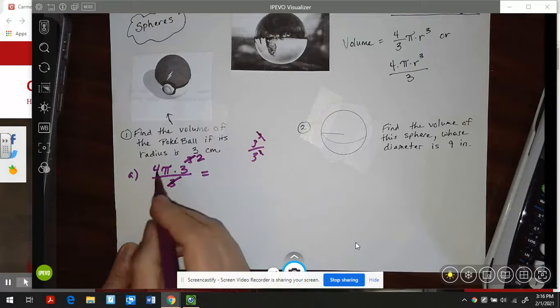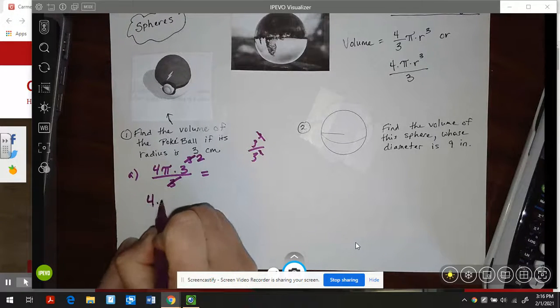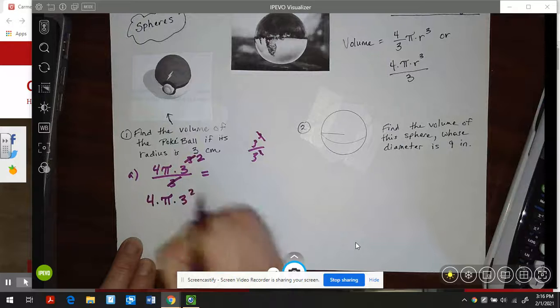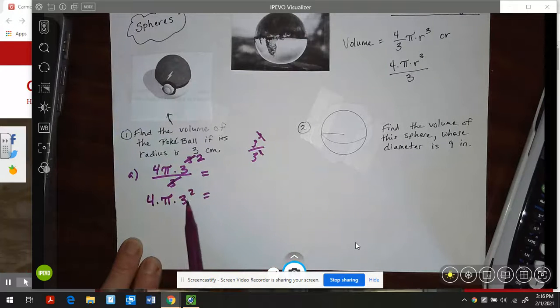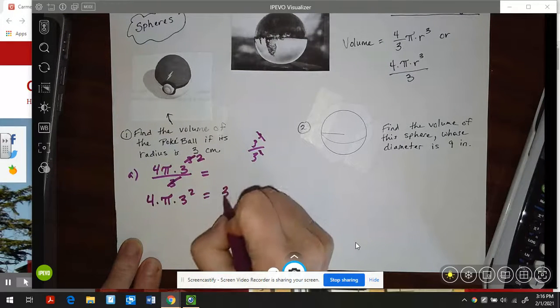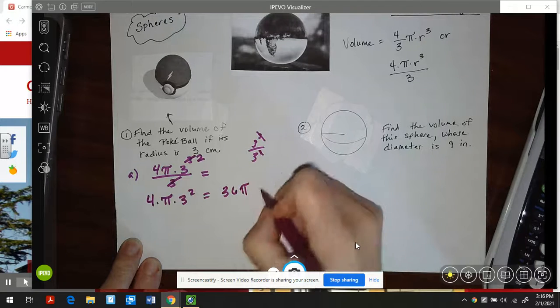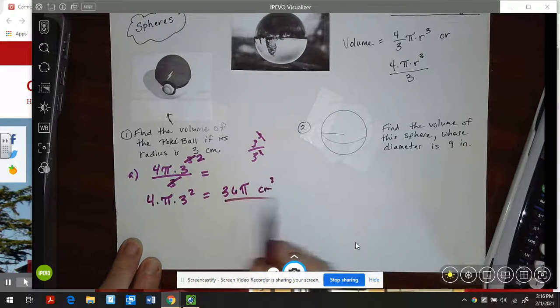So now what I really have is 4 times pi times 3 to the second. And then I'm just going to clean that up. So that's really 9 times 4, which is 36 pi. And these are cubed centimeters.